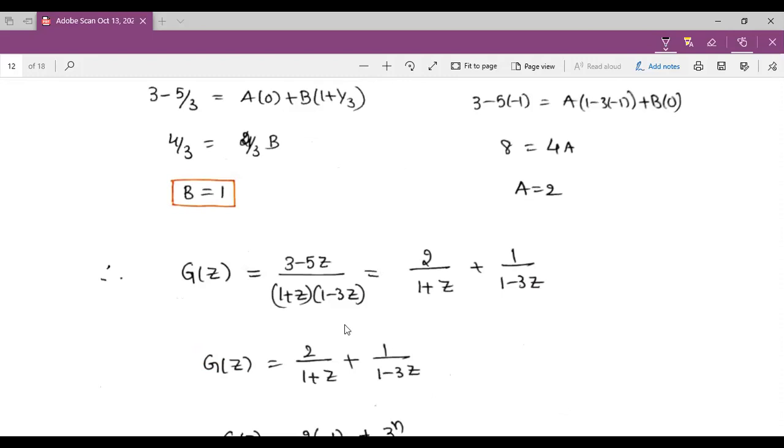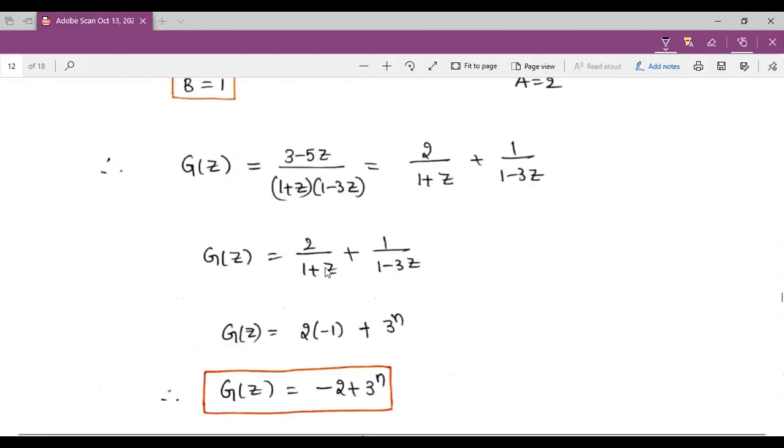So the sequence form is: this is of the form 1 by 1 plus z, so the value is 2 into minus 1 to the power n, plus this is 1 by 1 minus az form, so b into a, that is 1 into 3 to the power n. So a_n is equal to 2 into minus 1 to the power n plus 3 to the power n, and this is the solution.